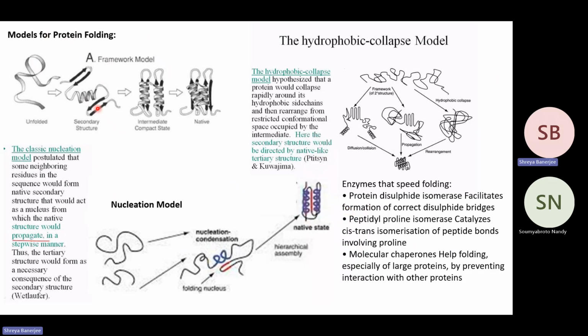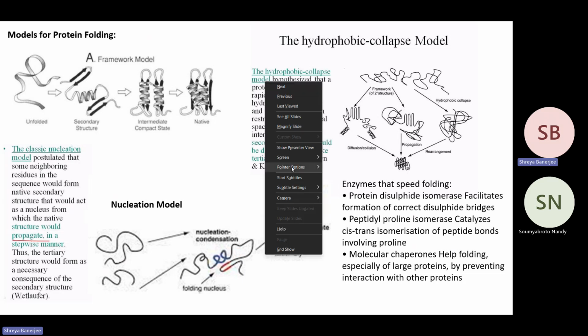Now, for protein folding itself, there are several models that have been proposed. One is the nucleation model, which says that some neighboring residues in the sequence form secondary structure. So you have a sequence, and there is formation of secondary structure, like somewhere in the sequence a helix is forming, shown in blue here. Somewhere in the sequence a beta sheet is forming, shown in red here. And this secondary structure acts as a nucleus from which the native structure propagates in a stepwise manner. So you have a secondary structure forming here.